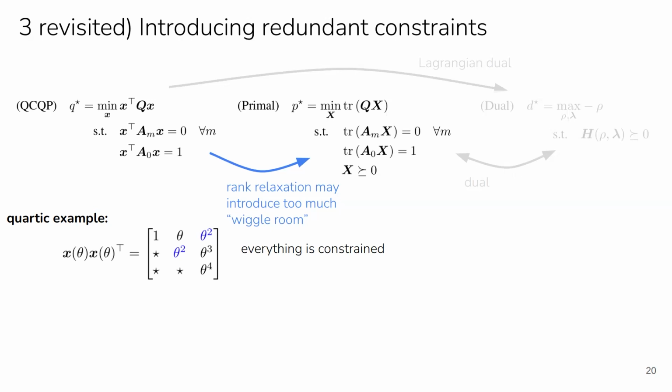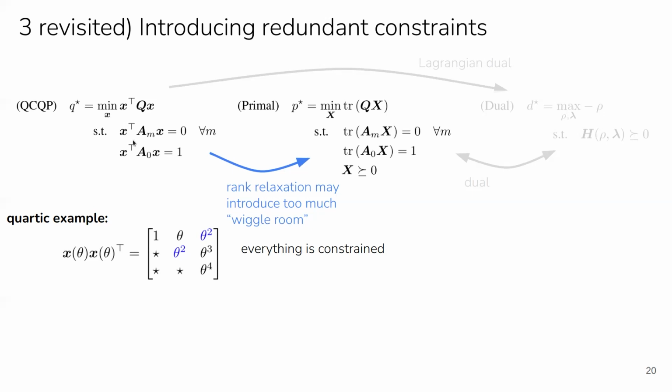I also have a question. Given some non-convex QCQP, is it always possible to introduce enough redundant constraints to get a zero duality gap for the dual problem? No, it's not always possible. I don't think it's always possible.